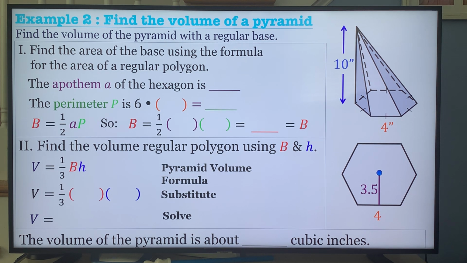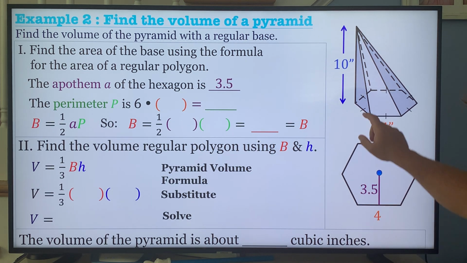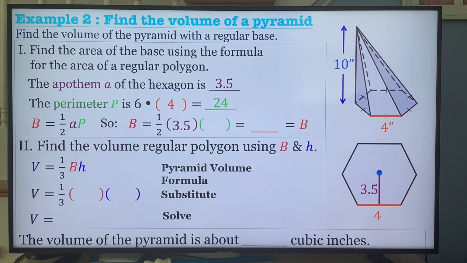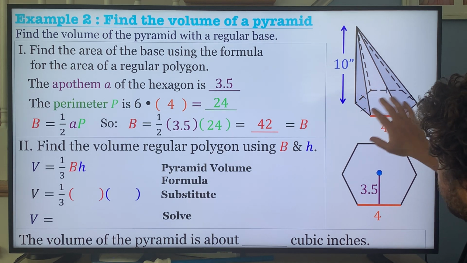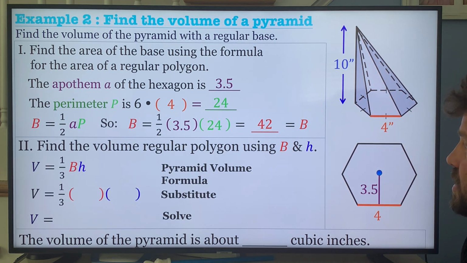The area of the base uses the formula for the area of a regular polygon. Do you guys remember it? The area is 1/2 the apothem times the perimeter. So what is the apothem of this base? 3.5. I didn't even give you a trick. I should have given you the radius. Still made it a little tricky. The perimeter is 6 sides, and each side is 4, so 6 times 4 is 24. So the base is 1/2 of 3.5 times 24, which gives you 42.